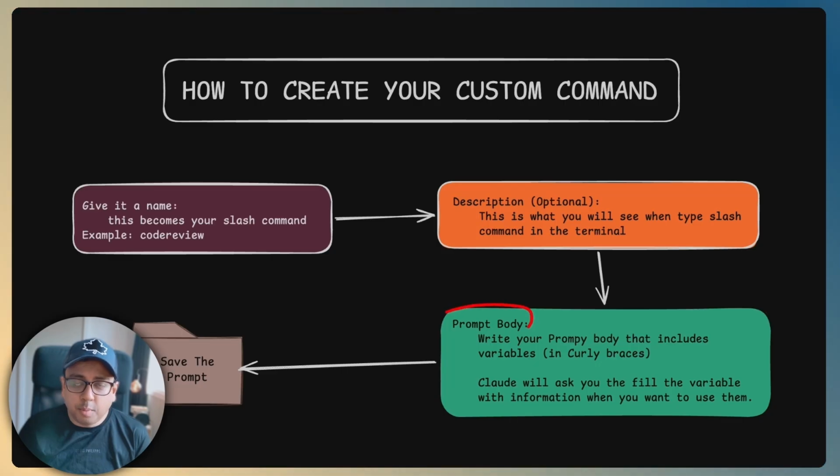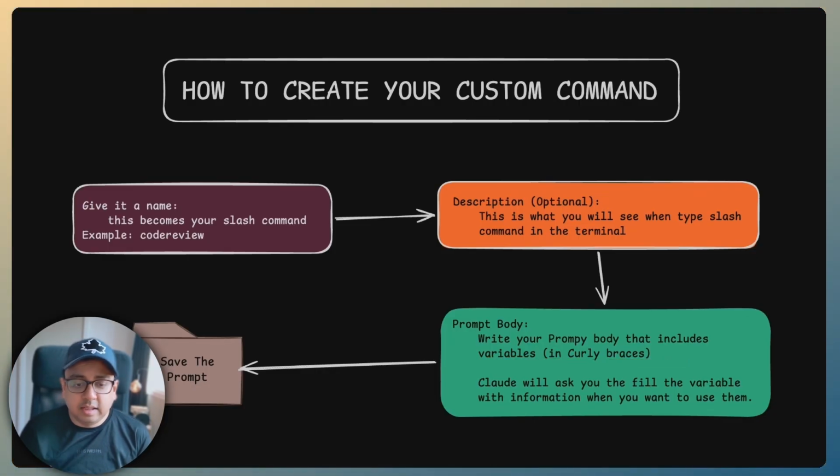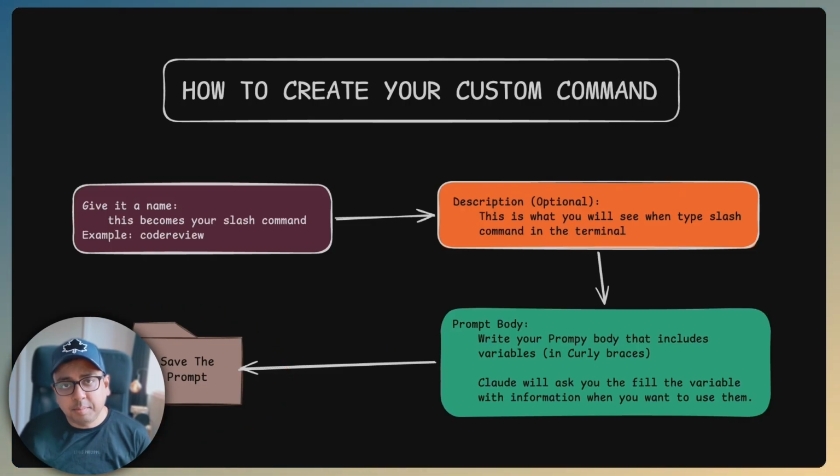Followed by the prompt body. This is important. This is the key. Because here you will write your prompt body that includes variables in curly braces. Claude will ask you to fill in the variables to get the context of what you want to do. And finally, you save the prompt. So these are the basic things that you need to do to create your custom command in Claude.